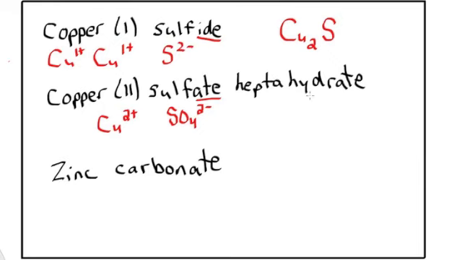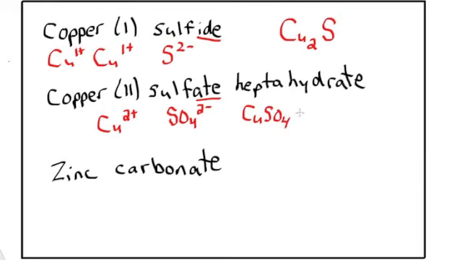I've thrown in this little bit here at you just because we typically see copper sulfate as hydrates, one form or another. So what I do is I make my formula. 2 plus and 2 minus here are going to balance. So we end up with CuSO4 is copper 2 sulfate.